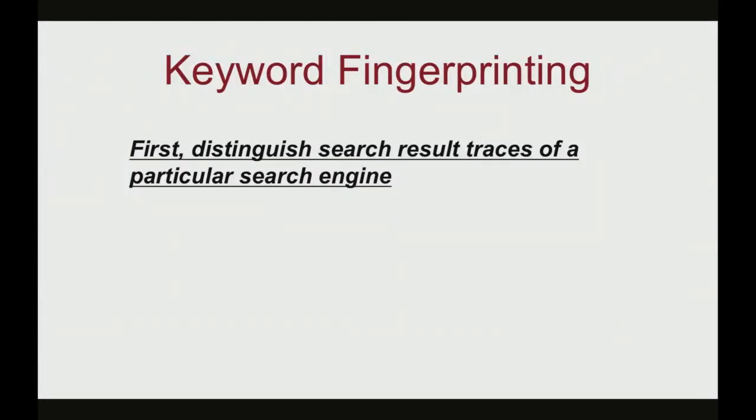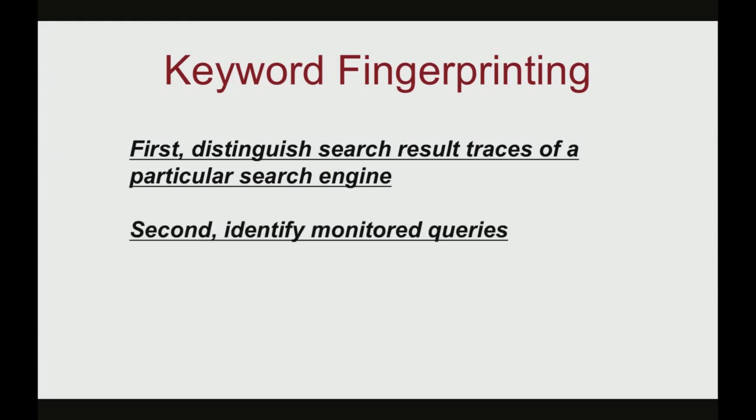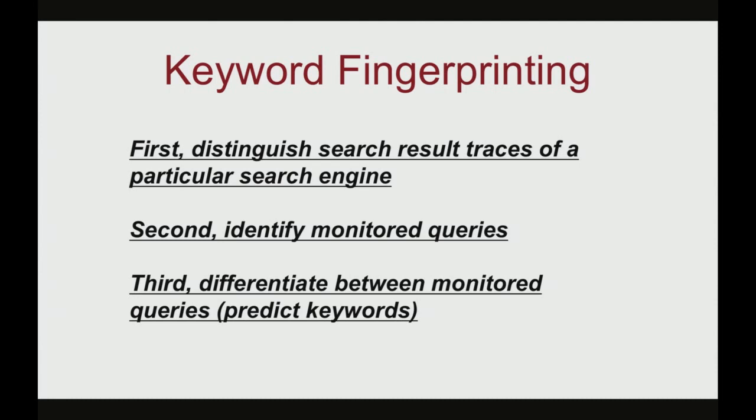In keyword fingerprinting, we have three stages. First, we need to filter out unnecessary web page traffic, to distinguish search result traces of a target search engine. We explored three different search engines: Google, DuckDuckGo, and Bing. Then the adversary needs to determine whether the monitored traffic is in his list or not. This can be easily done with binary classification. And the last one, which is the more exciting part of this paper, is where the adversary tries to infer the actual keyword that the user typed. This can be done by differentiating between the monitored query traces in the tiny blue dense area in the previous slide.